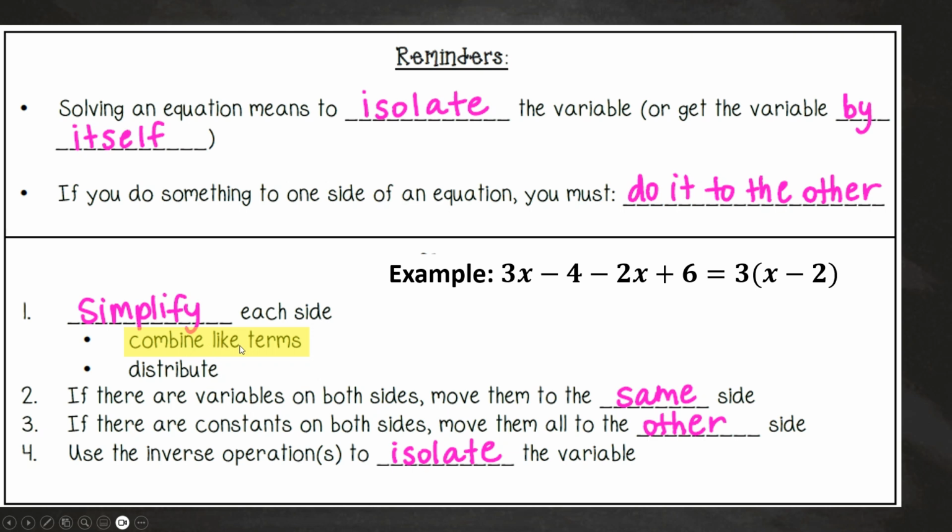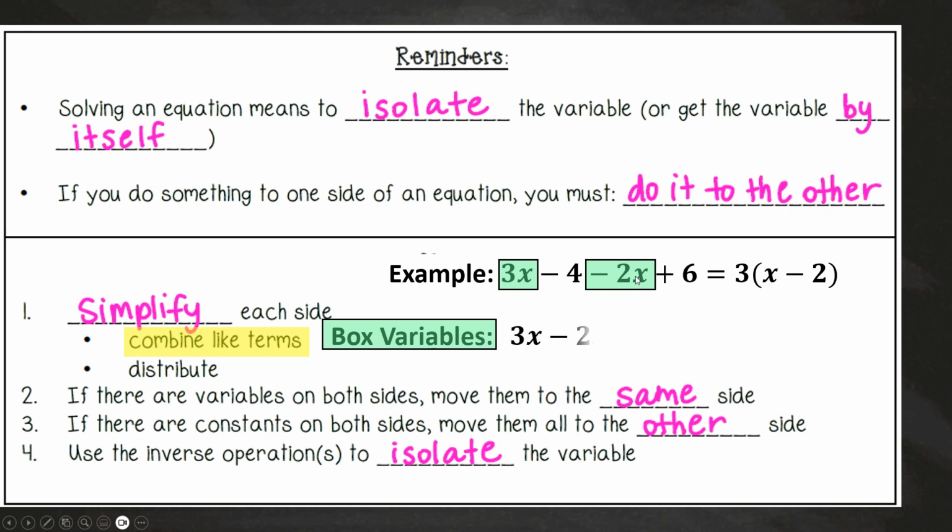And here, what does it mean to combine like terms? Well, we're going to box our variables. So we're going to put a box around the 3x, and we're going to put a box around this negative 2x. And it's important to know that this negative sign is attached to this coefficient 2, which is also attached to the x. So we're going to put a box around the whole thing. So 3x minus 2x, if we combine those like terms because they are on the same side of the equal sign, we get x.